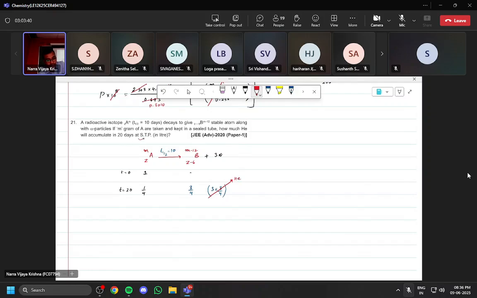What are they asking? So what will you write? 9/4 into 22.4 liters. This is 5.6. 9 6s are 54, 5, 45, 5. So the answer must be 50.4 liters. Check the answer.